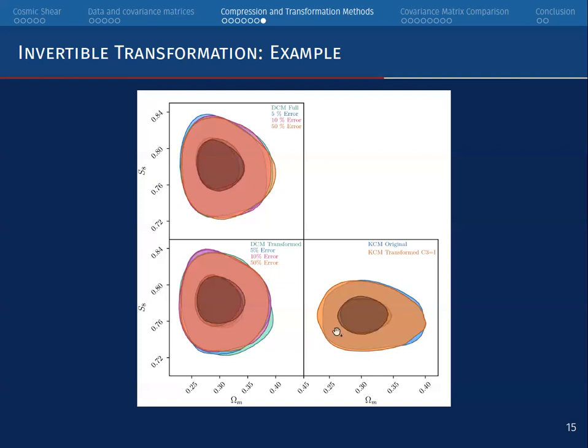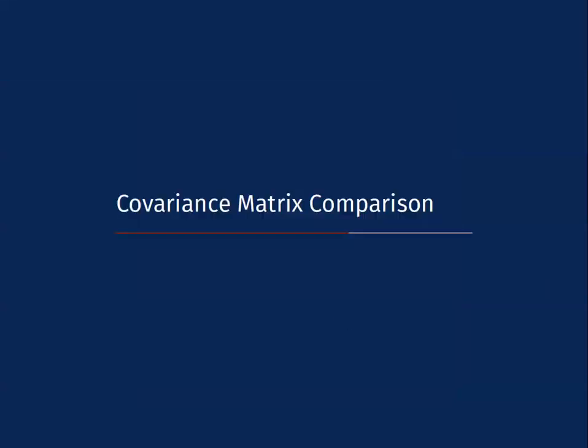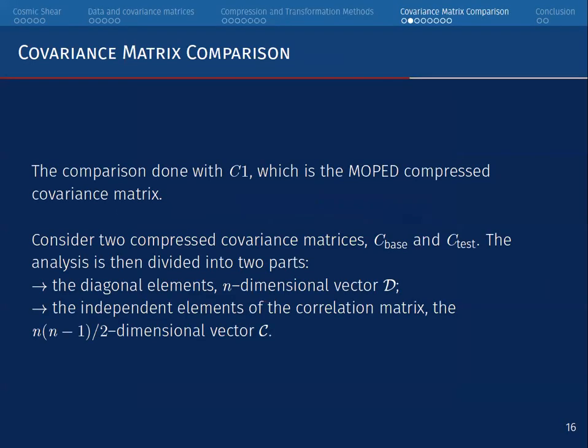Now for this final part, I will be talking about the covariance matrix comparison that we developed based on these methods. Since all that really matters is the MOPED compressed matrix, this is what we will be using for the comparison. We therefore start by performing a compression on the covariance matrices that we want to analyze. So here C-base and C-test are just the two different matrices that we're comparing. In this example, it will be the DES original one and the Gaussian covariance.